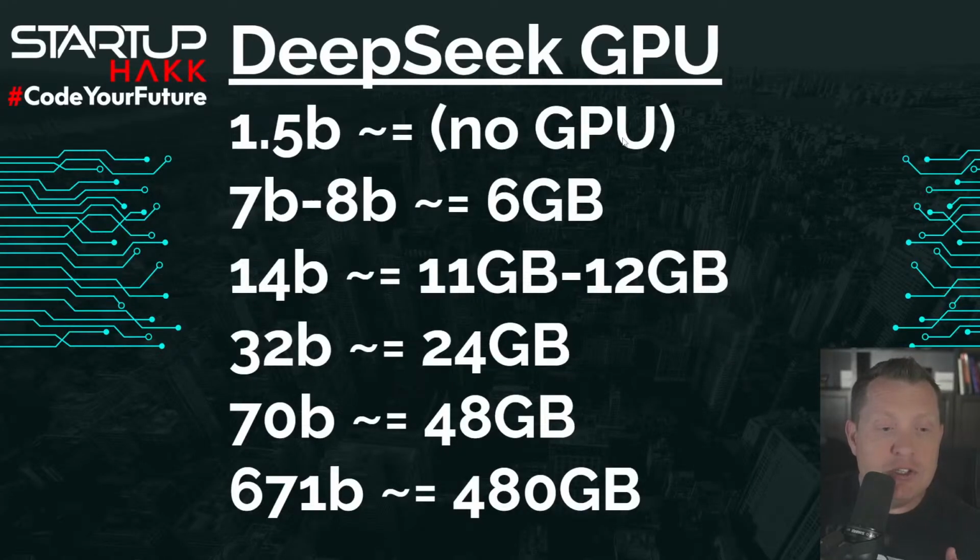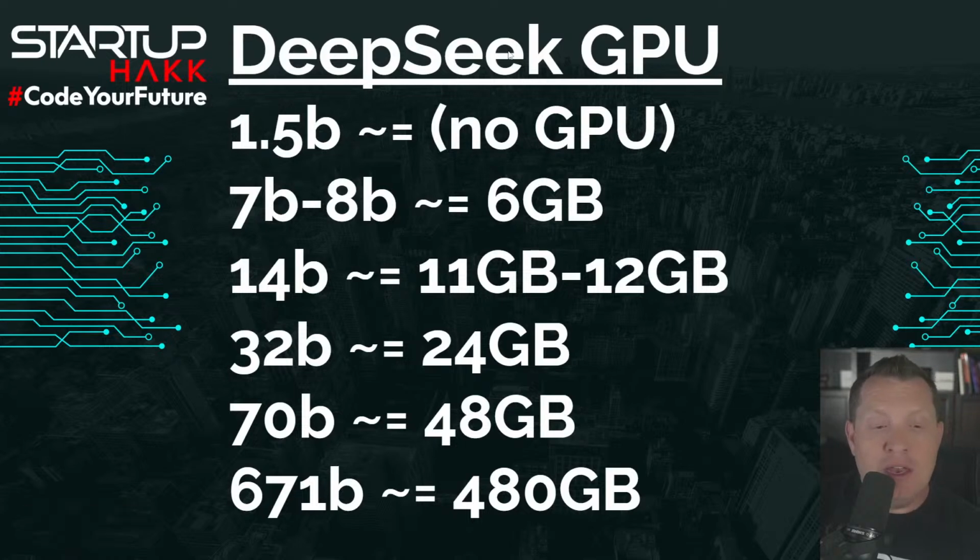All right. When you talk about a model, you're going to talk about how many parameters it has. In this case, DeepSeek comes with the following models: 1.5, 7, 8, 14, 32, 70 billion, and the whopping 671 billion.